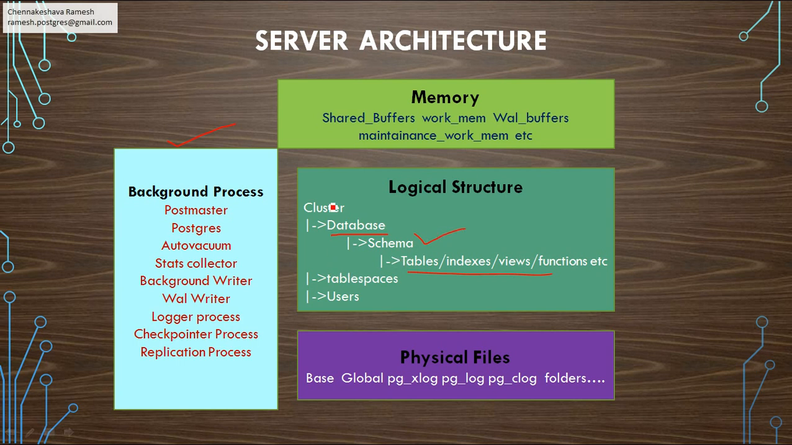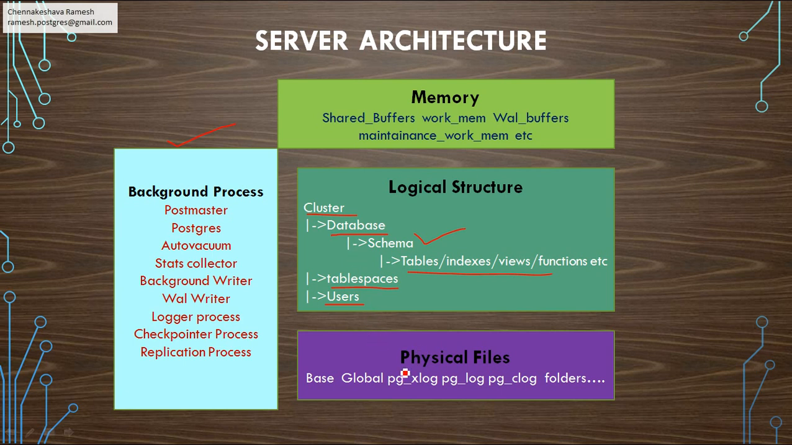Then you have tablespaces at the cluster level. Different databases can share the same tablespace, that's possible in Postgres. And you have users, which are also at the cluster level. So different users which are created in the cluster can log into different databases. Users are not specific to a database. They can log into different databases. They have login privilege on all the databases by default.